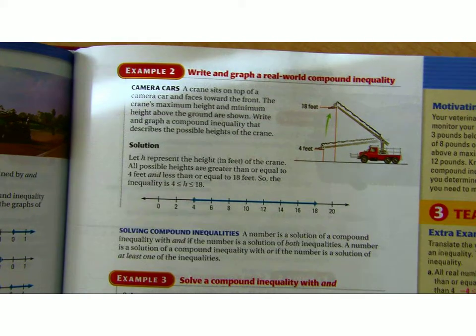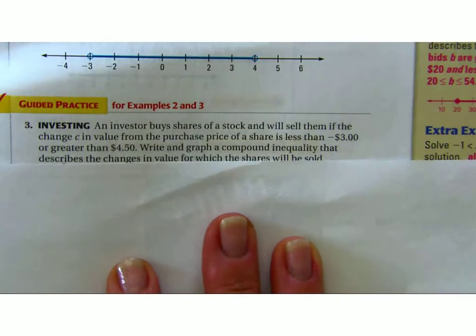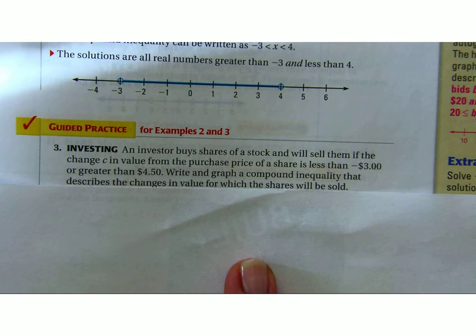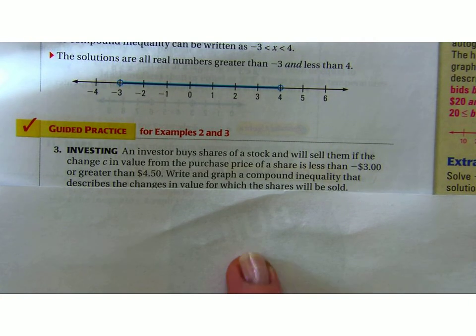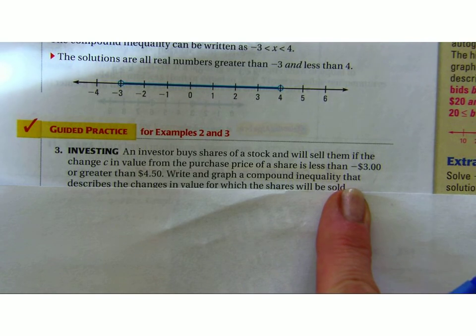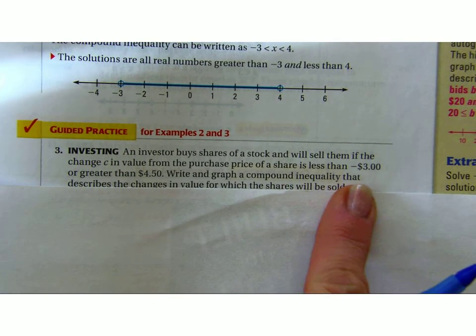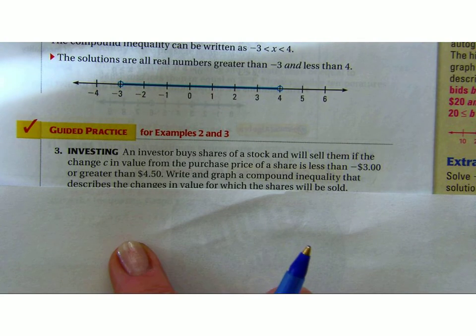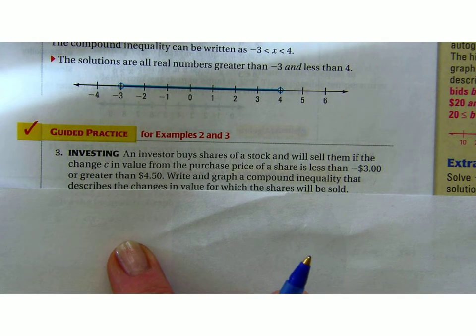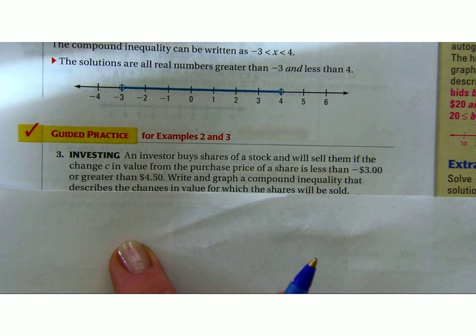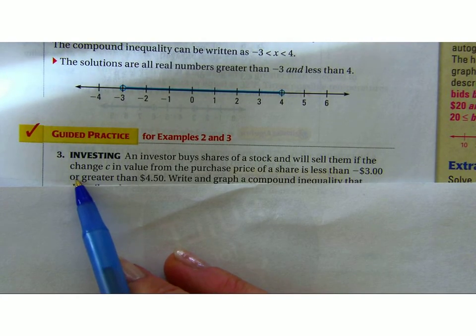I could give you stuff like this all day long. So if I were to say, an investing company buys shares of stock and is going to sell them. Actually, I'll just let you read this. An investing company buys shares and will sell them if the change in value from the purchase is less than negative $3 or greater than $4.50. Be careful. It's a small teensy-weensy word, but what do you see? It's not in bold and it's not in italics, but I see the word or right there.